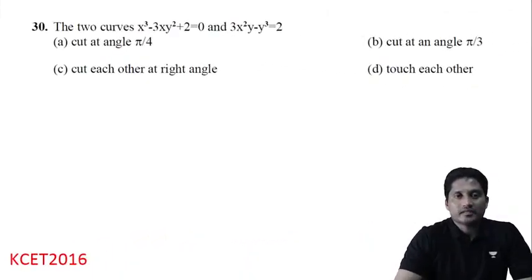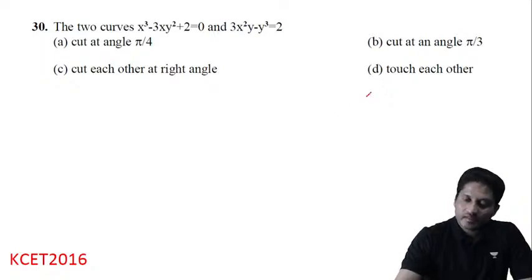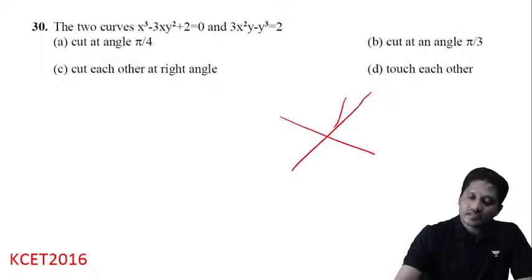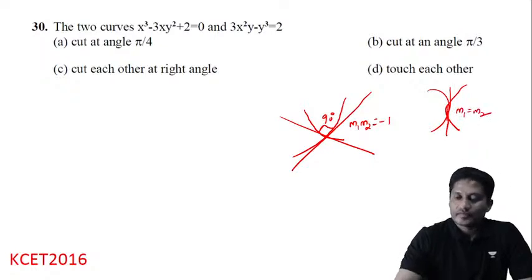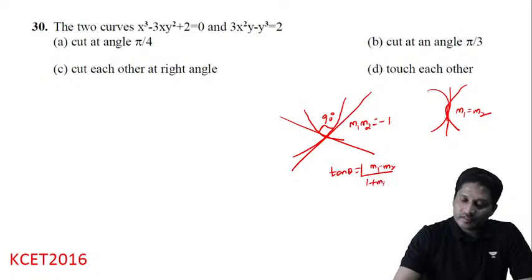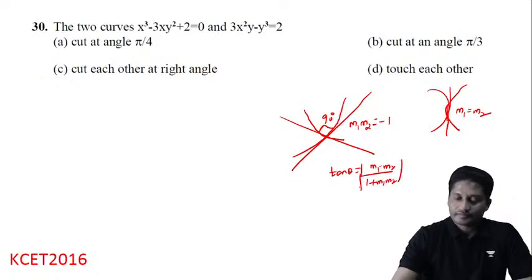Two curves cut at, this question we did in the previous year paper as well, that is the 15 paper. Two curves cut at right angles if m1 into m2 is equal to minus 1. When m1 is equal to m2, they touch each other. If they neither touch nor cut, then tan theta is equal to modulus of m1 minus m2 by 1 plus m1 into m2. Use the formula.